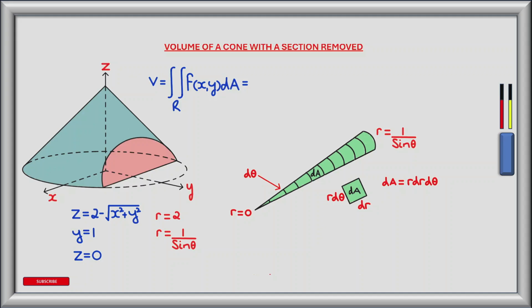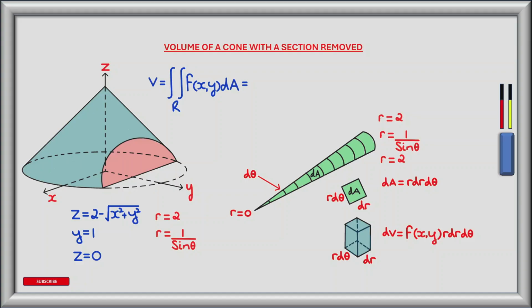This continues until the horizontal line intersects with the circle for the second time, at which point we travel from the origin where r is equal to 0, once again to the boundary of the circle where r is equal to 2. If we multiply an infinitesimally small piece of area, dA, by a height function, we get an infinitesimally small piece of volume, dV. So that's the height function, f of xy, multiplied by r dr d theta, which, as we saw, is an infinitesimally small piece of area.